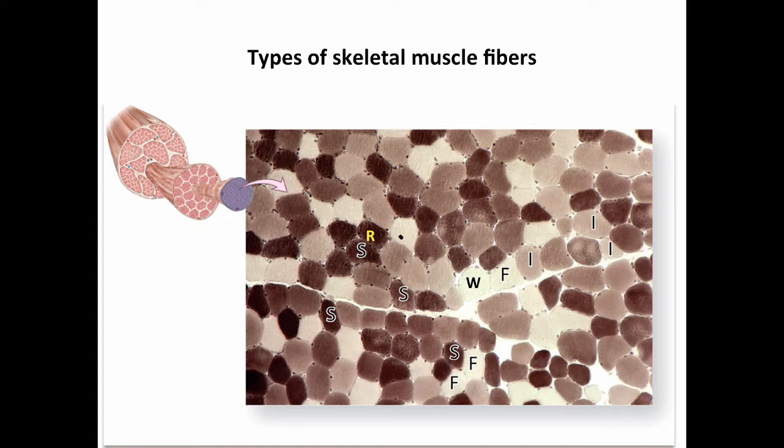And sprinters have lots of white fibers in their muscles, and then intermediate between white and red are the intermediate fibers, which fall somewhere in between in mitochondria, size, twitch rate, etc.